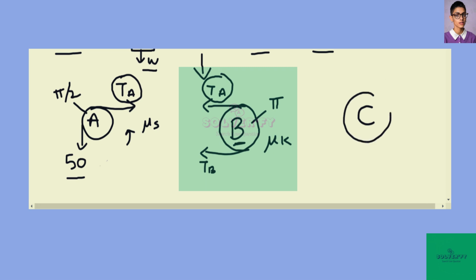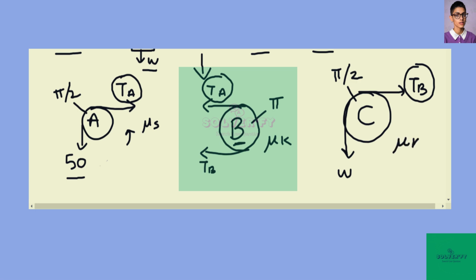Now we have pipe C. We have the cable coming down this way with W. We have the tension TB. That's the larger tension because the weight W is getting lifted. We have an angle of 90 degrees or pi over 2 or a quarter of a turn. And we're going to use the kinetic coefficient of friction because pipe C is stationary while the cable is moving.